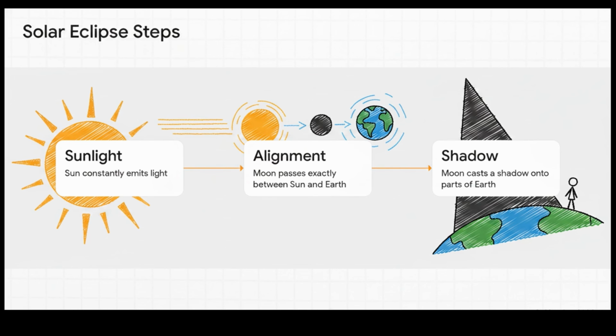The sequence is beautifully simple. Step 1. The Sun constantly emits light. Step 2. The Moon passes exactly between the Sun and Earth. And Step 3. The Moon intercepts that light, casting a physical shadow right down onto the Earth. It's honestly just like holding a tennis ball in front of a flashlight. If you happen to be standing in that shadow, boom, you experience a solar eclipse.